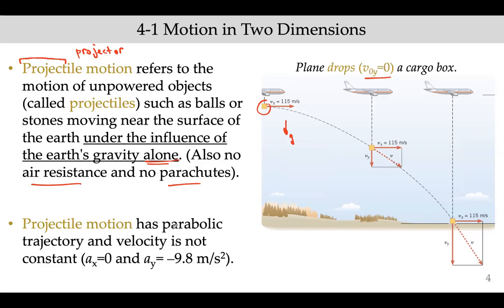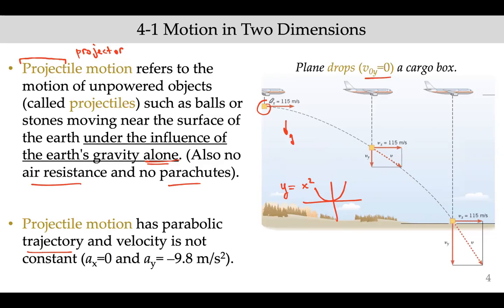So projectile motion has a parabolic trajectory. Trajectory means the path that it follows. If you write the function of this path, it will be a parabola. And remember, parabolas are things like, for example, x squared. If you want to draw it, it will be something like this. And the velocity is not constant here.